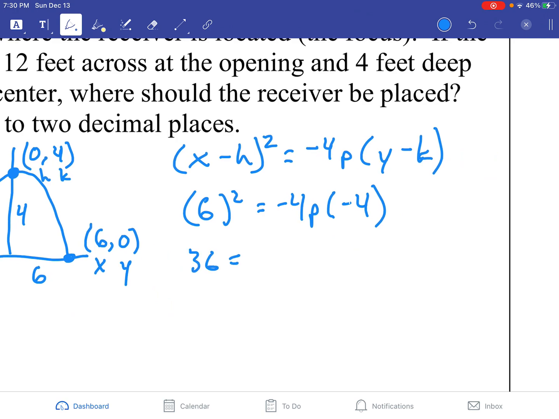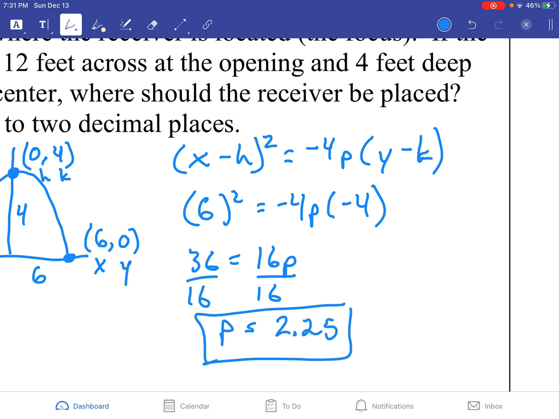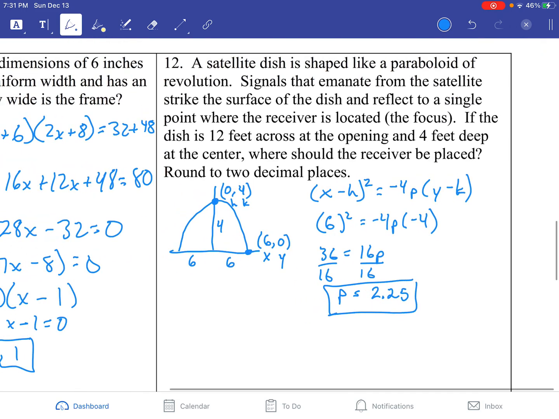So we have 6 squared is 36. Negative 4 times 4 is negative 16p. We're going to divide both sides by 16. So p will be 36 divided by 16, which is 2.25.